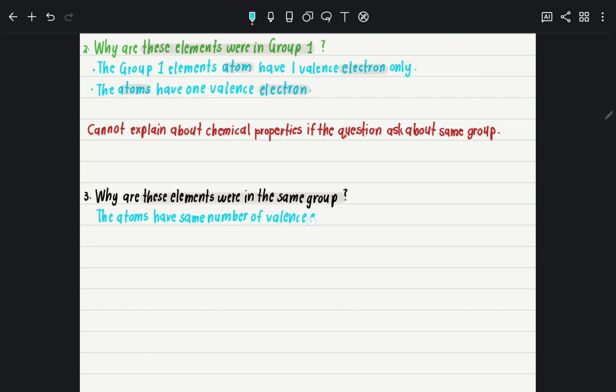Okay, valence electron dah cukup. If you want to add which is 1, boleh jugalah, tak ada masalah. But here they don't specify which group they are located at, so you no need to specify the amount of valence electron. They just ask why these elements are in the same group. So you say these elements are in the same group because they have the same number of valence electron. Enough. Close the chapter. If they ask why in group 1, why in group 2, then you say the atoms have 2 valence electron, the atoms have 1 valence electron. I like that. Faham tak?